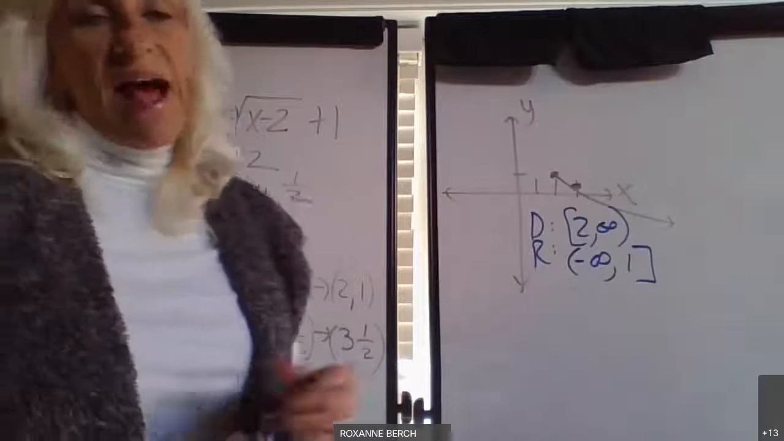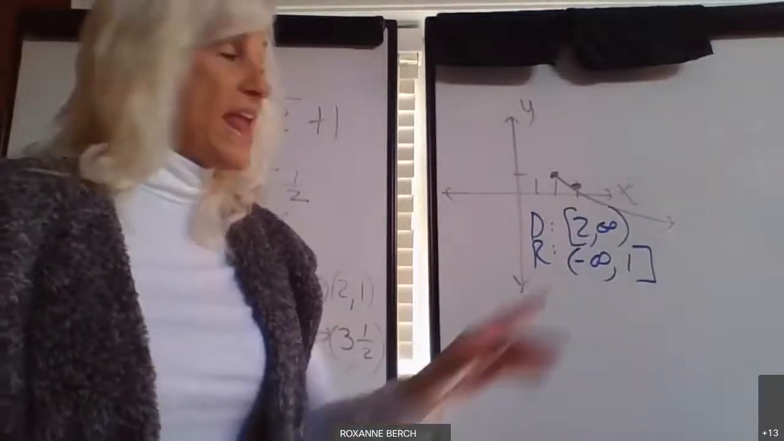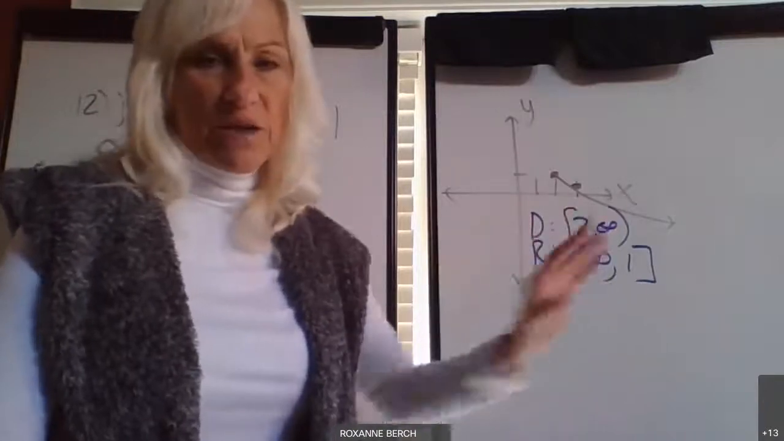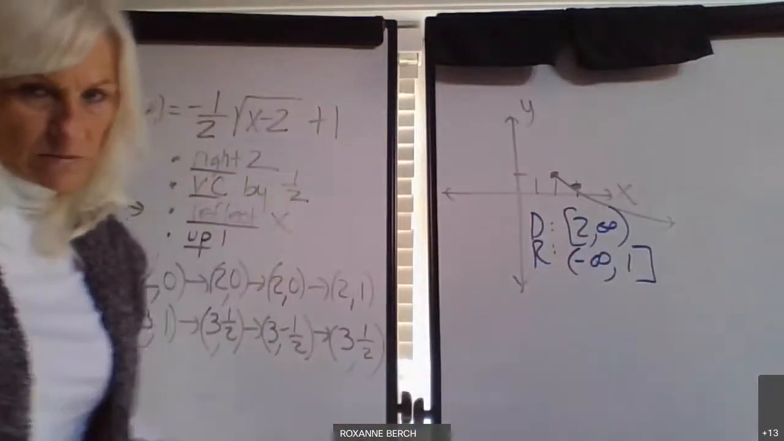Now, somebody asked me, how do you know where the infinities go? Well, negative infinity always goes on the left, always. And positive infinity always goes on the right, always.